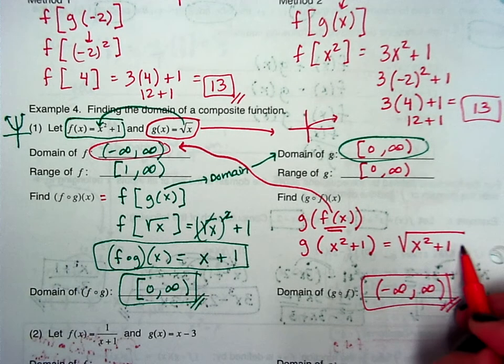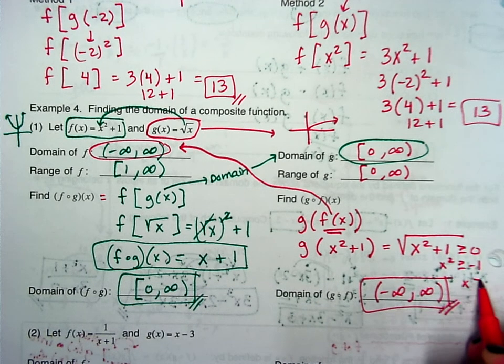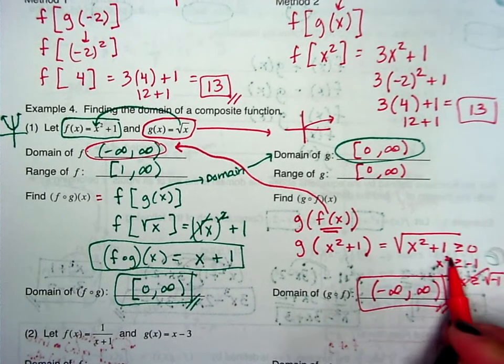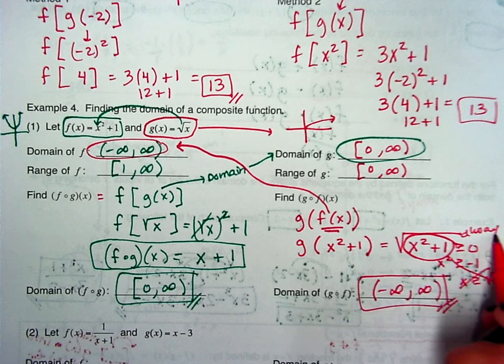This has to be greater than or equal to 0, but when you start to solve that, you're going to get the square root of a negative, right? So that doesn't make a difference. So this is always positive. So we're good in terms of our domain there.